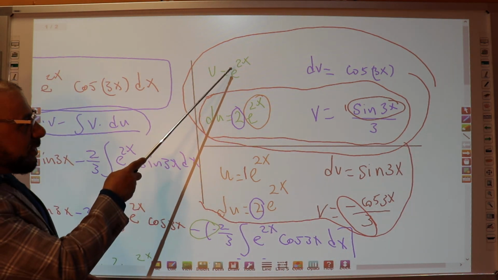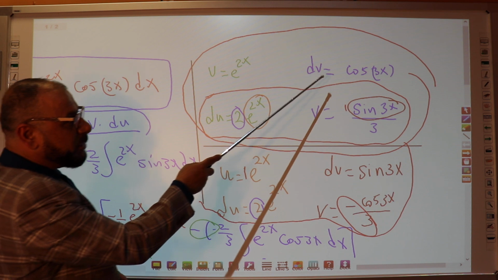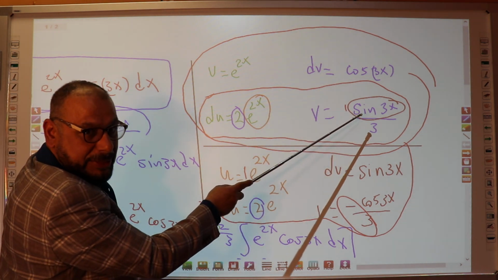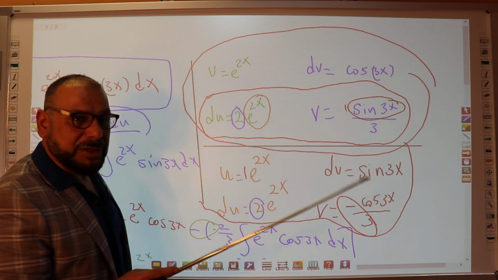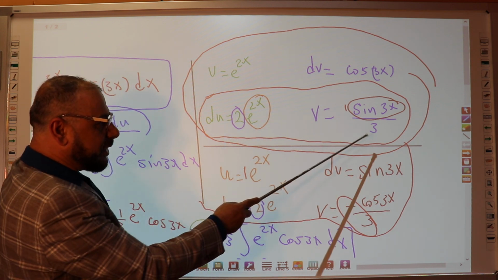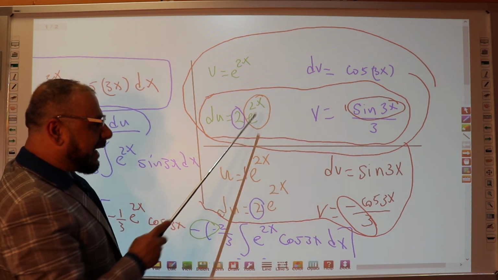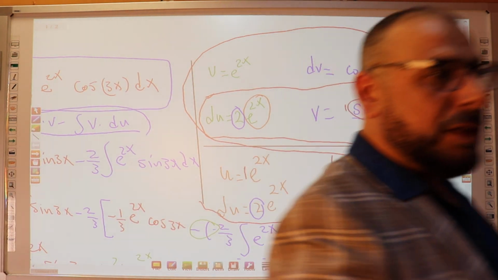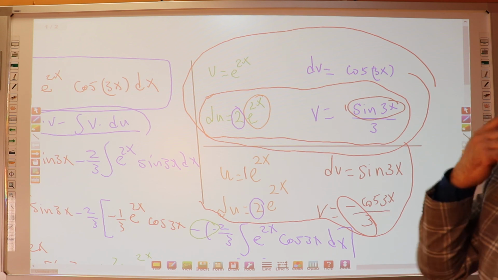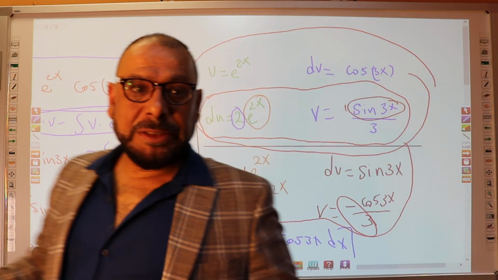When I take u, u is the same, right? But when I take dv, the second one, I ignored any constant. I ignored all the constants. You see the 2 and the 1/3? I don't apply them here. I apply only e to the 2x and sine 3x, okay? Because they are constant. Then guys, I think that's good for the day.